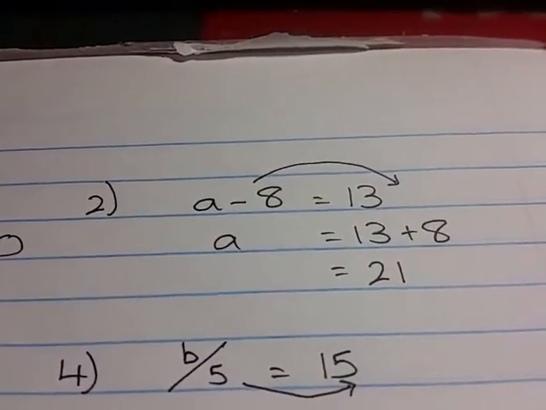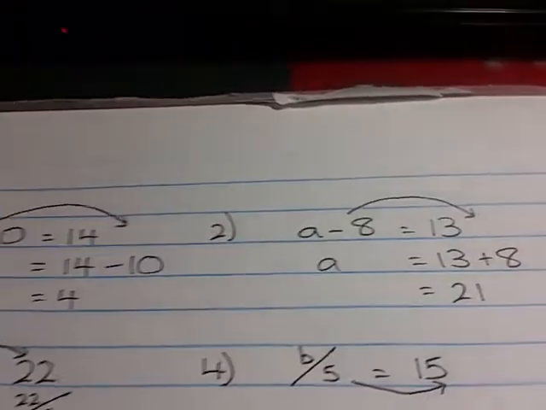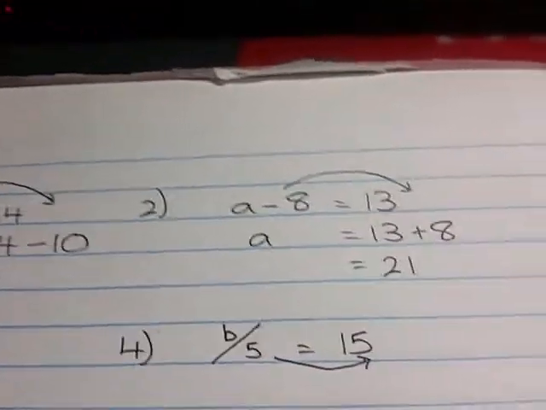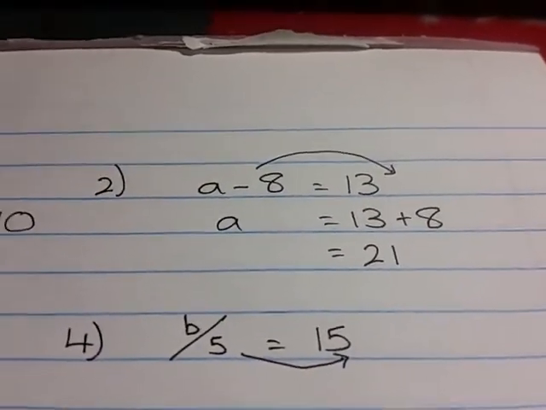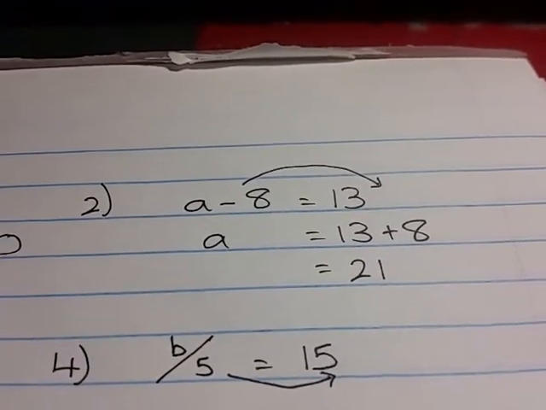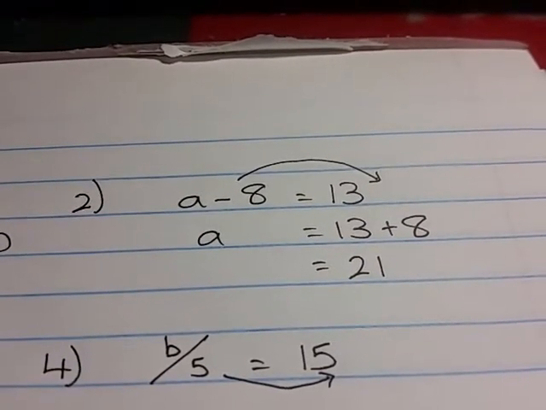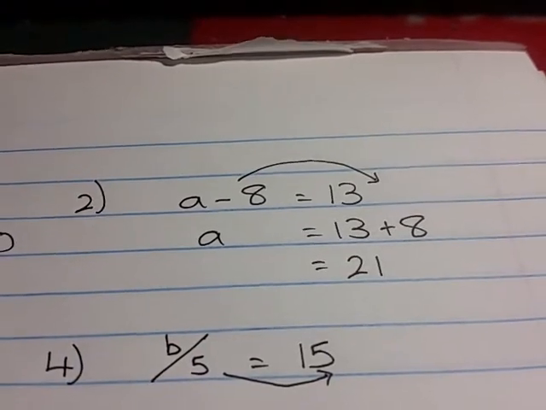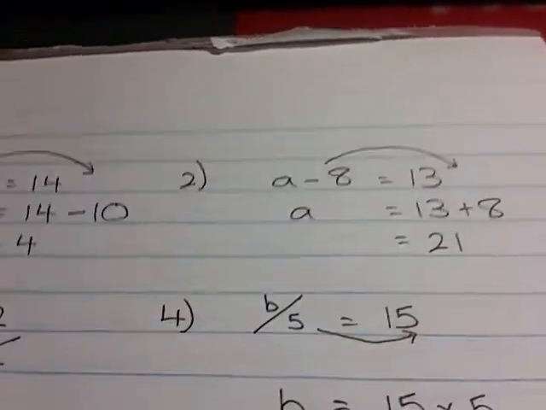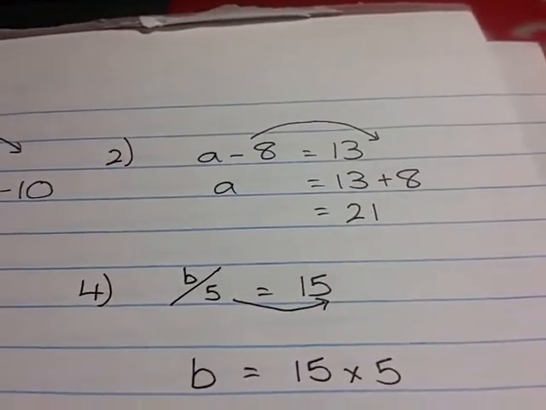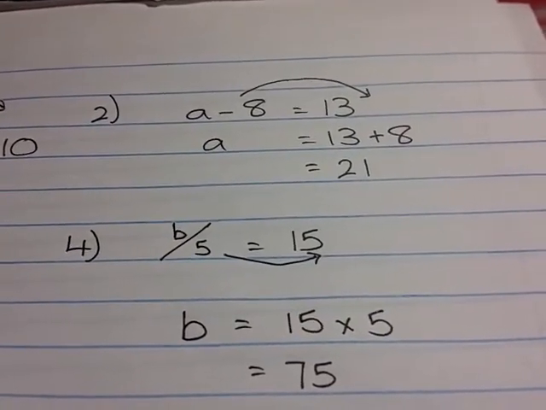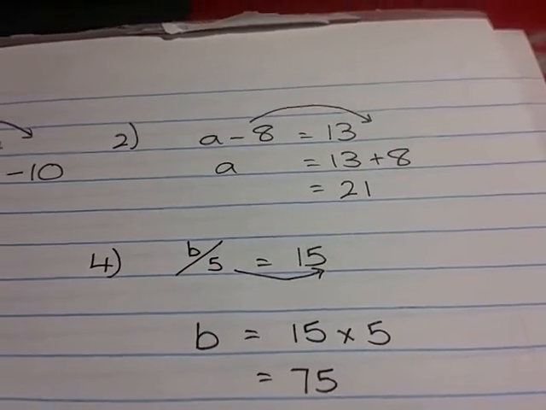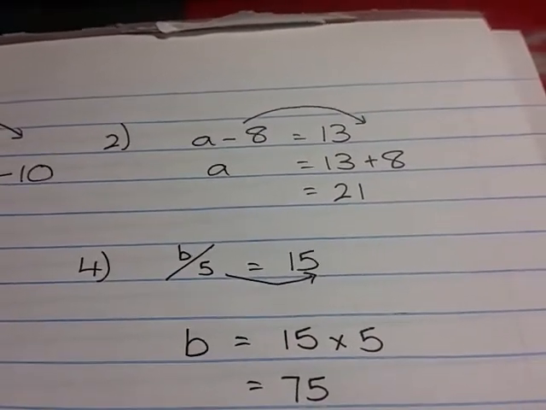Number 4, b divided by 5 equals 15. Keep the b on the left hand side, move the 5 over. Division by 5 on one side becomes multiplication by 5 on the other. So b equals 75. And as a way of checking, 75 divided by 5, yes, it should give you 15.